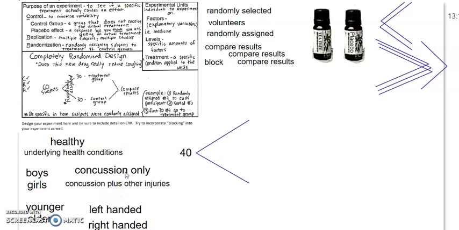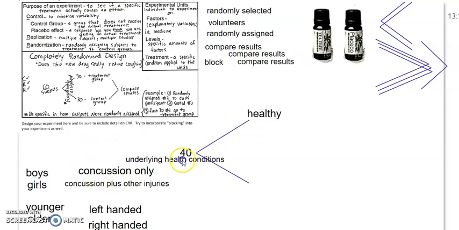Maybe somebody who was in a sports accident just got a bumped head, versus somebody who was in a car accident who had a bumped head and lots of stitches in other places and broken bones, and so they may react very differently. Maybe healthy people versus underlying health conditions that people have. You might separate that, and that's called blocking.